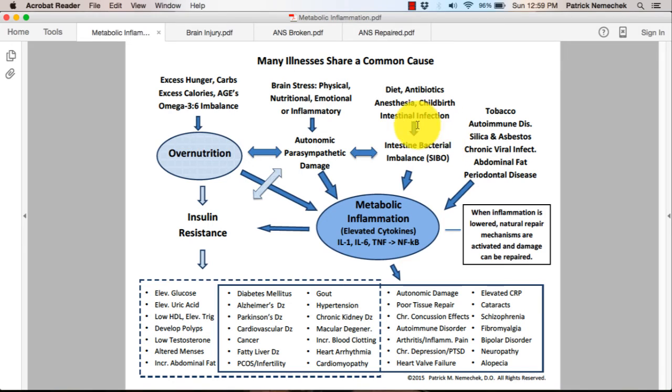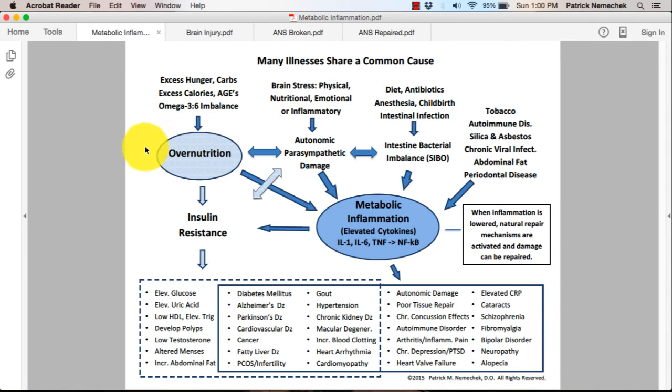A very common scenario or process is called SIBO, or small intestine bacterial overgrowth. This is prevalent maybe in 50 to 75% of the population. Here is damage to the autonomic nervous system, particularly the parasympathetic branch, which controls inflammation via the vagus nerve at the spleen. And when that's broken, you have out of control immune system inflammation. And then the last part is what's called overnutrition.